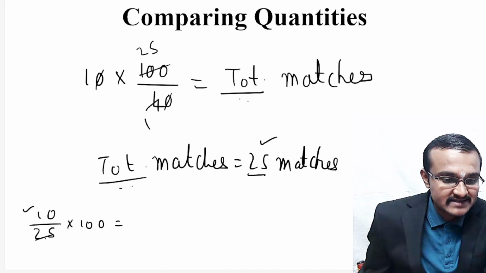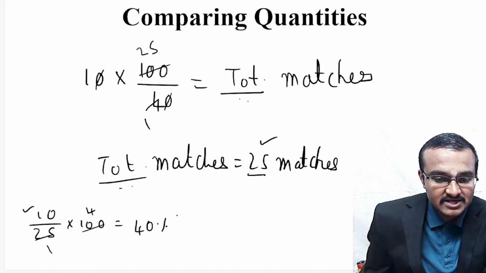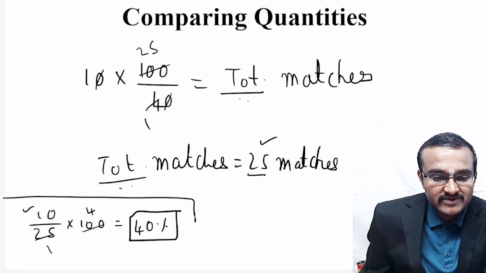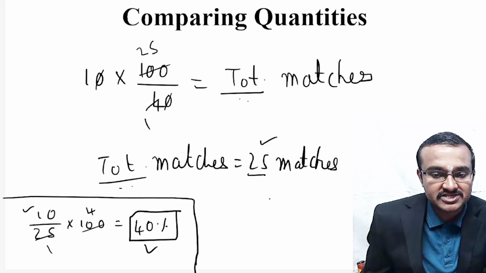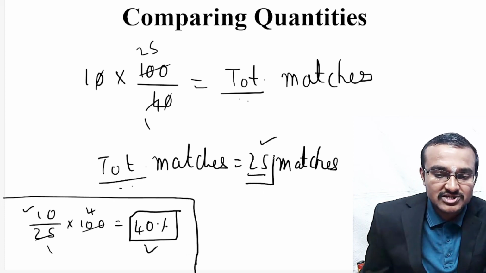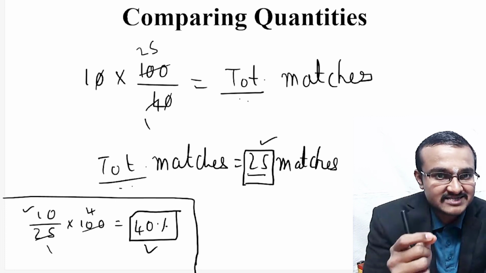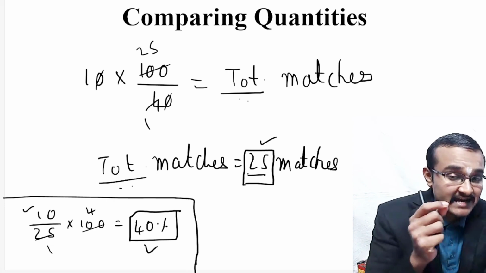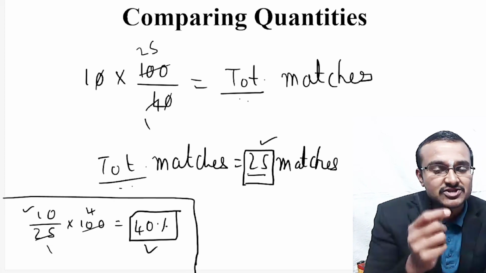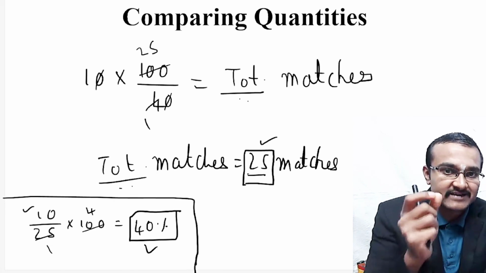So 10 by 25: 25 ones are 25, 25 fours are 100. So 4 into 10 is 40%. So here you are getting 40%. When you are doing the cross verification, you are getting the 40% which is mentioned in the question. That shows the number 25 is the correct answer. That means this team has played 25 matches, out of which they have won 10 matches, which is 40% of those 25 matches.